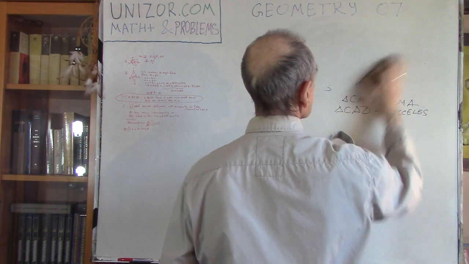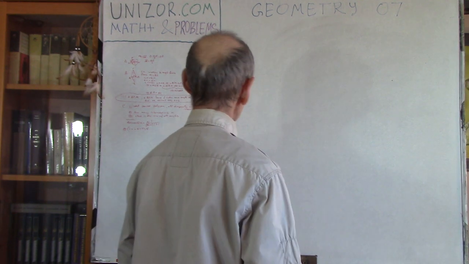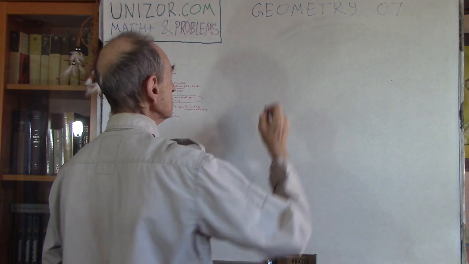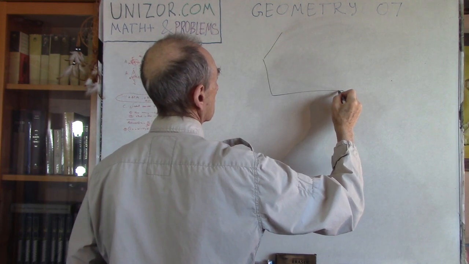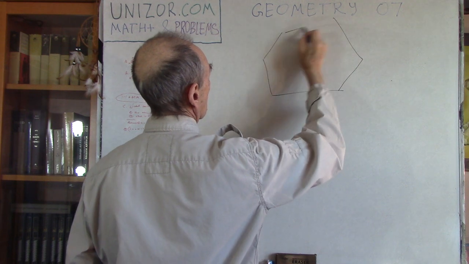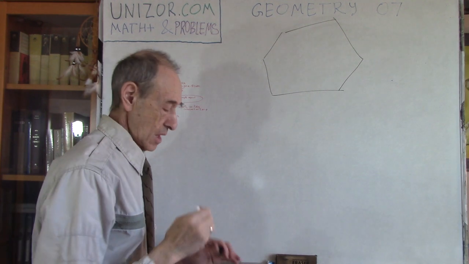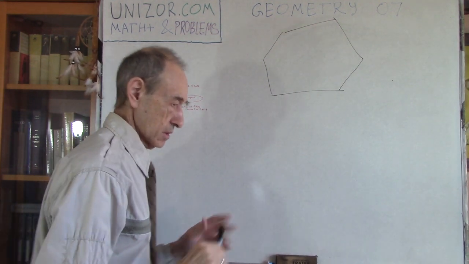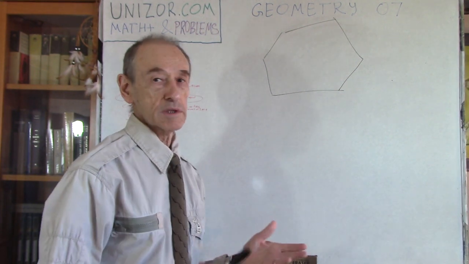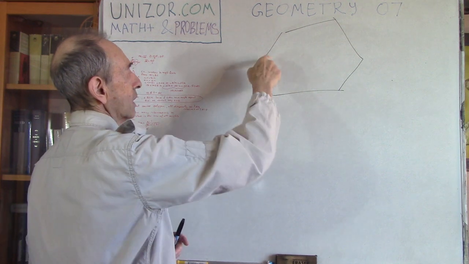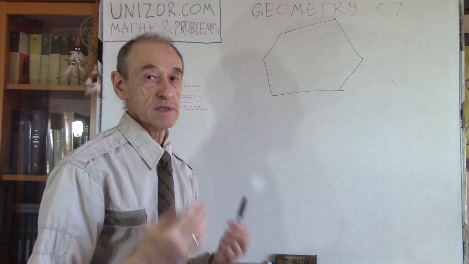Number three is a little bit more unusual, I would say. Let's say you have an n-sided convex polygon. Now, first of all, what is a convex polygon? There are different equivalent definitions. One of the definitions, for example, is that all inner angles are less than 180 degrees, less than pi.